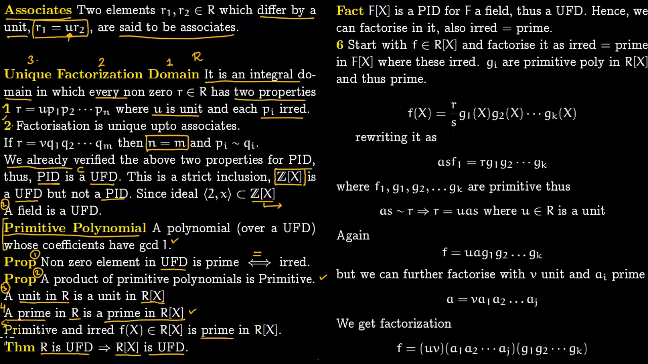So now we prove this big theorem. Call this 6. If R is a unique factorization domain, and if you make a polynomial ring out of it, that is also a unique factorization domain. So we are going to use an important fact.